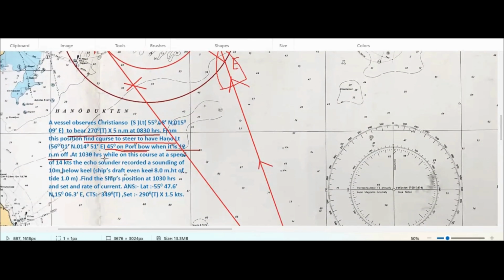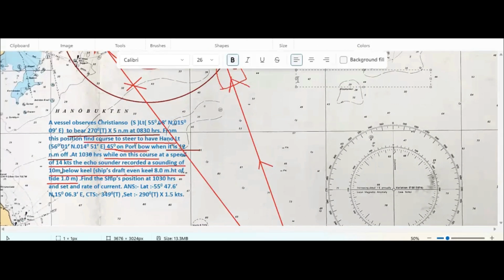Now come to the next line. While on this course, this is a very important line. While on this course at a speed of 14 knots, the echo sounder recorded a sounding of 10 meters below keel. Ship's drop even keel, height of tide 1 meter. Find the ship's position. So what do you write here? First you write here, your ship's drop. Okay, so drop, you are given your 10 meters even keel.